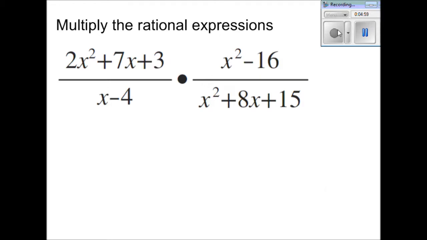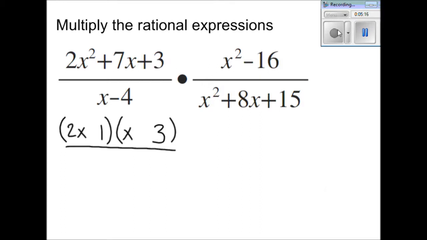So let's talk about the numerator on the first fraction. 2x, and x makes 2x squared. I have 3 and 1 will make my 3. And plus for both of those. And this will give me the right factorization.